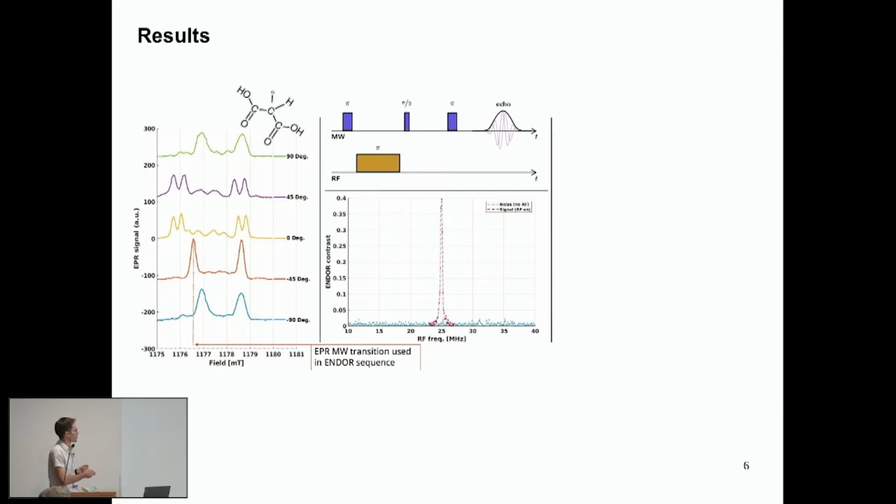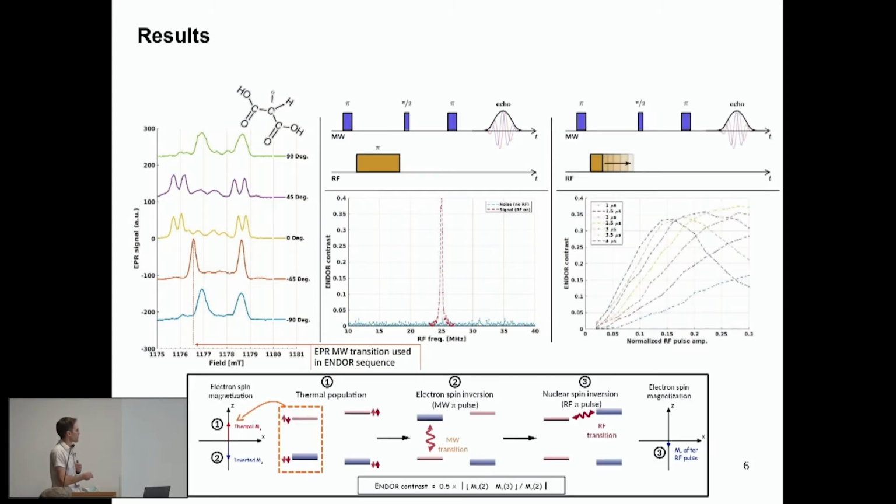So for example, we do this sequence without RF, and we measure the echo signal of the electron spin. But when we repeat that with RF, and if we hit nuclear resonance, then we see a clear contrast between the two measurements, and we clearly see the resonance of the nuclei.